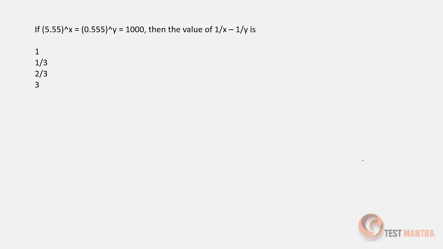If 5.55 raised to x is equal to 0.555 raised to y is equal to 1000, what's the value of 1 by x minus 1 by y? Important part here we need to keep in mind is that x and y are nothing but the index values here, or else exponents here. Whenever we deal with exponents, we either multiply the things or else we divide the things.